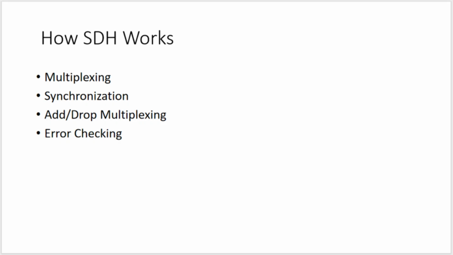So the next is how SDH works. Here we have 4 points. The first one is multiplexing. SDH combines multiple low-speed signals, for example voice, video, and data, into a single high-speed signal. This is achieved by interleaving data organized in fixed time slots, which allows synchronized transmission. For the container, each low-speed signal is placed into a container, for example C12 for a 2 megabit signal.